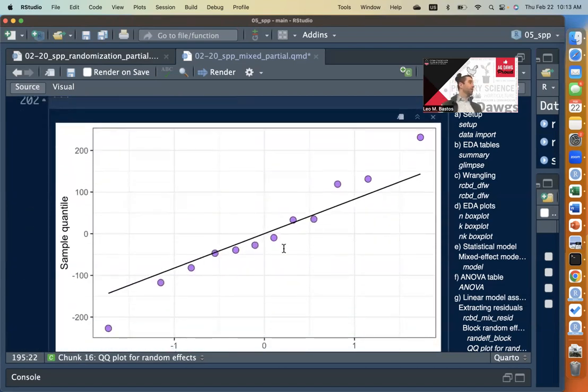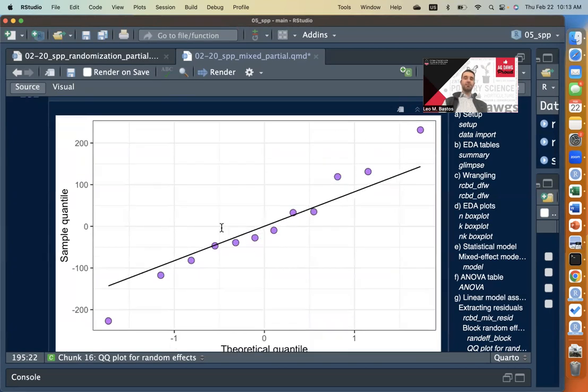Now we do have 12 points, so it's a little bit easier to compare and make a better inference about it. They look pretty good as far as I'm concerned, so I wouldn't worry about the normality assumption on our random effects check.